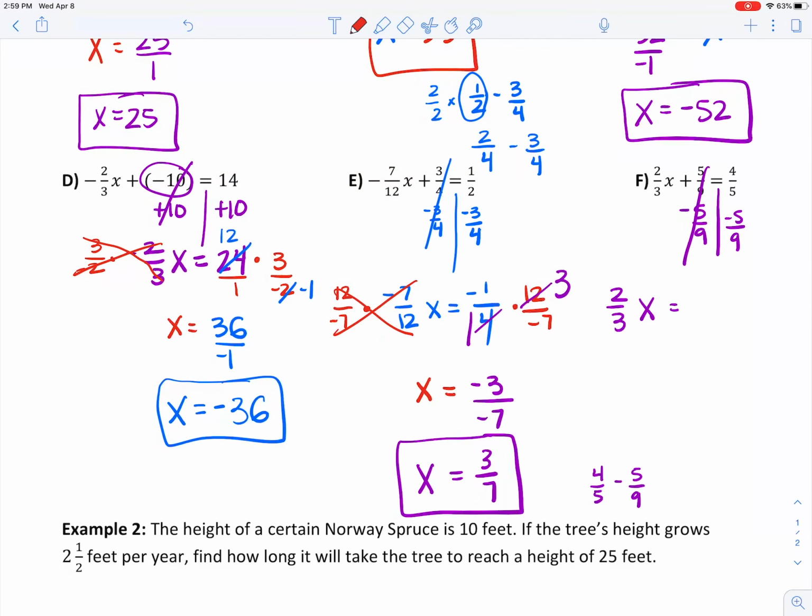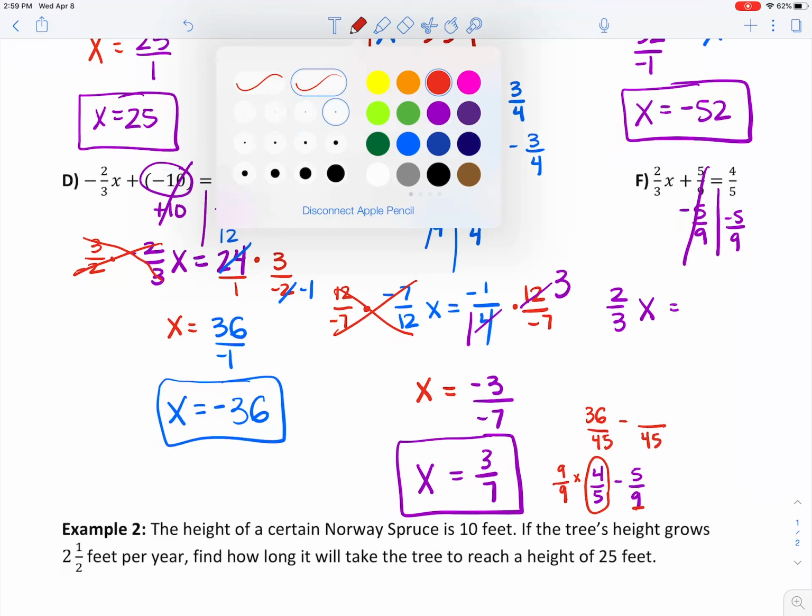Okay, we have to think back to how we subtracted when we had different denominators. We have to multiply this one. I'm going to choose to have a denominator of 45 on the bottom. Now, why would I do this? Well, because this first fraction, if I times both the top and the bottom by 9, 9 times 5 is 45. That's where that bottom comes from. And 9 times 4 on the top is 36.